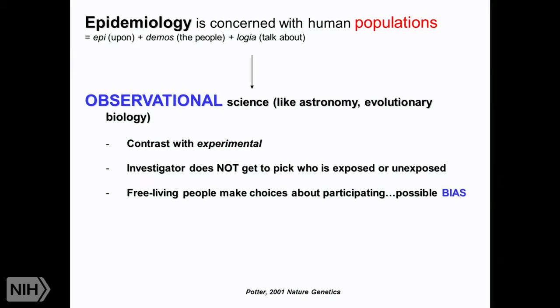So what is epidemiology? It's concerned with the human population, and it's an observational science, like astronomy, for example. Contrast that with experimental science. In epidemiology, we're not allowed to administer potentially harmful treatments to people. We can't assign 50 people to the smoking group and 50 to the non-smoking group, but we have to observe their current status. So that's why it's called an observational science.